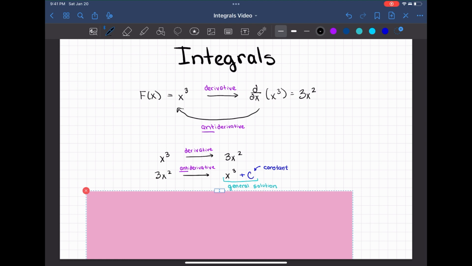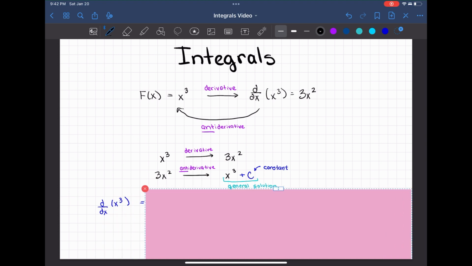Now, you may be wondering, where the heck is the c? Why do we need that there? And for that, let's look at a few examples. Remember that the antiderivative is just the opposite of a derivative. We have the derivative, but we want to get back to the original function, right? So let's see. The derivative of x cubed is 3x squared. Yes, we've already established this.